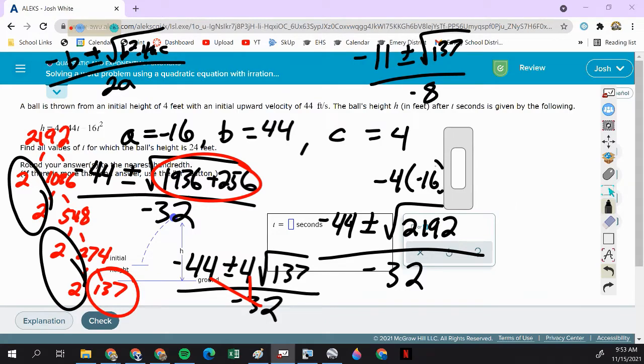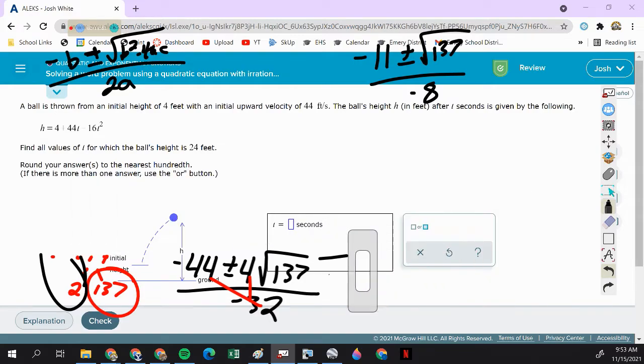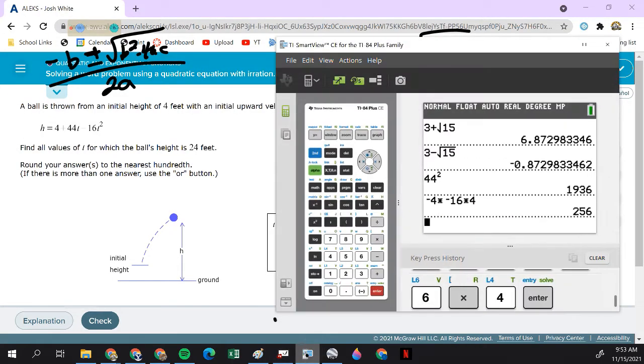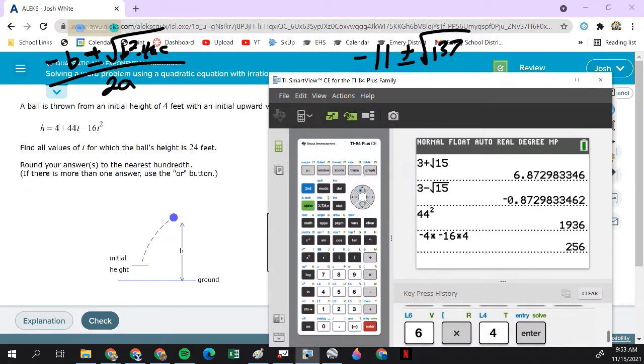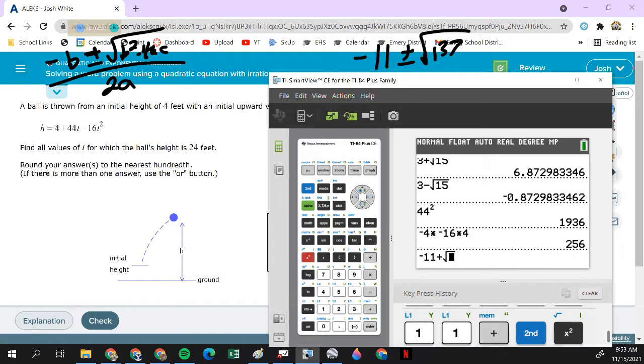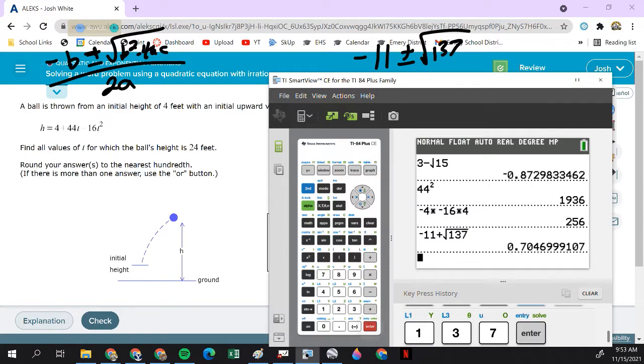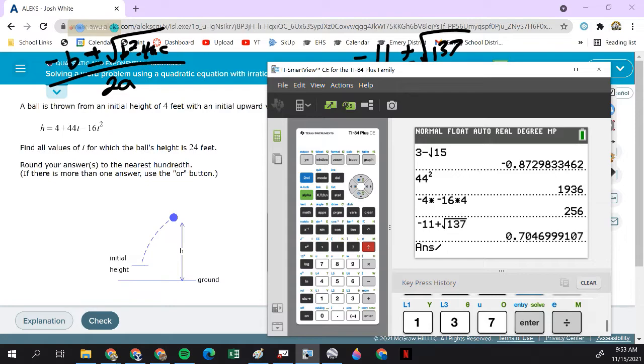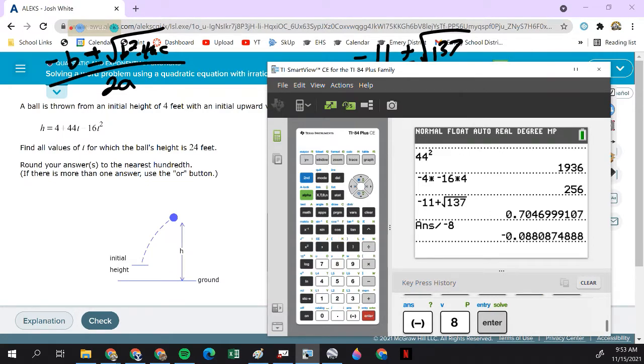So how does it want you to... Oh, it wants the decimal answers. Round your answer to the nearest hundredth. So in my calculator, I'm going to write negative 11 plus the square root of 137, and then we'll divide that by, what was it? Negative 8. So for the first answer, I get negative 0.08 seconds.